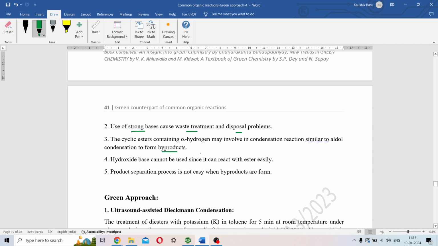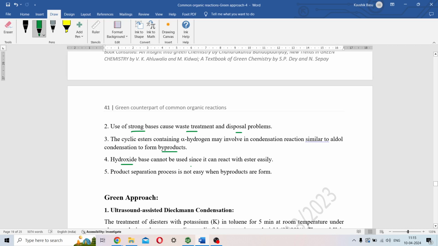Byproducts may sometimes form. Cyclic esters that have alpha hydrogen may get involved in some sort of aldol condensation by themselves and lead to byproducts, which will compromise the yield. You definitely cannot use hydroxide, and therefore the use of water as your reaction medium is completely excluded, because if you have water and you have sodium ethoxide, then there will be hydroxide, and hydroxide will, what will it do? It will simply hydrolyze the ester, and once the ester is hydrolyzed, then it's gone. There is no way you can close the ring or anything like that.